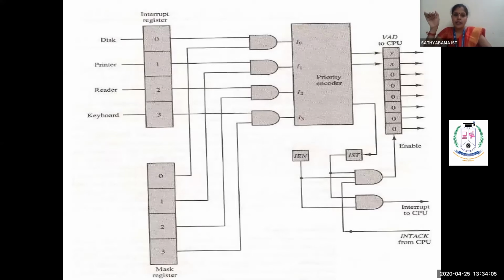But in the parallel priority method, first the disk, the highest priority, is checked. The disk is sending the interrupt request to the CPU. It will not go to the printer, reader, keyboard. The mask register will ignore everything else. That is the advantage of parallel priority interrupt instead of the daisy chaining method.